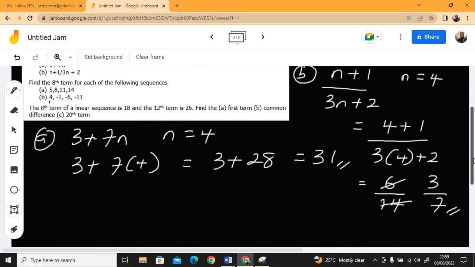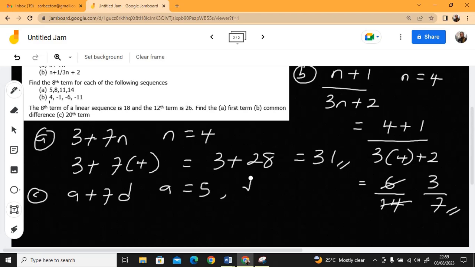Now let's look at the next one. They said find the 8th term of each of the following. The 8th term of this sequence, this sequence, this sequence. Now this is like the first one, and I told you the formula for the 8th term. If you can remember, the formula for the 8th term will be a plus 7d. You don't have to go through that stress again. Now the first term in this particular sequence here is 5. It means my a here equals 5.